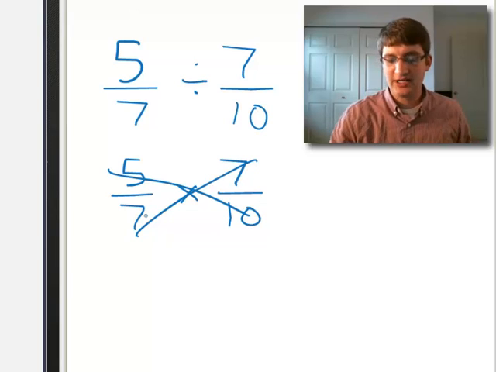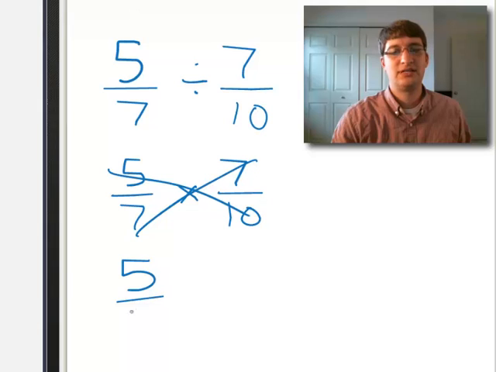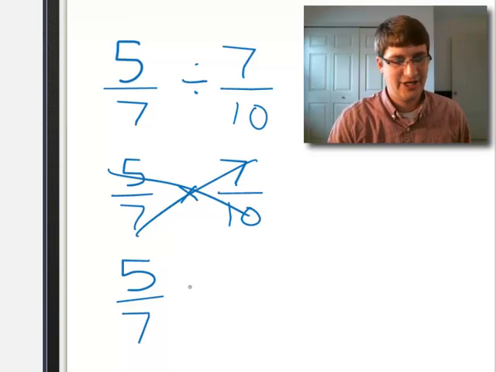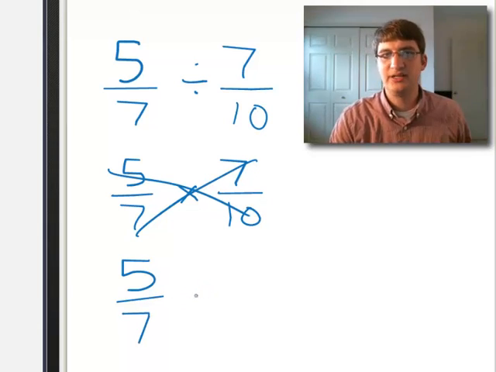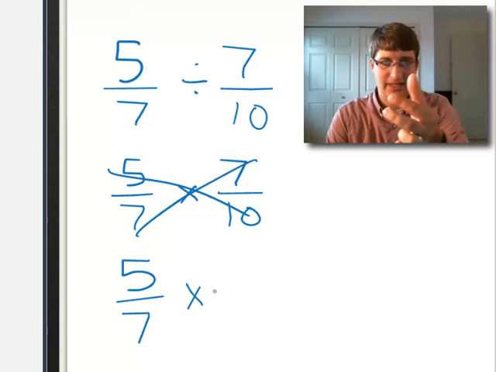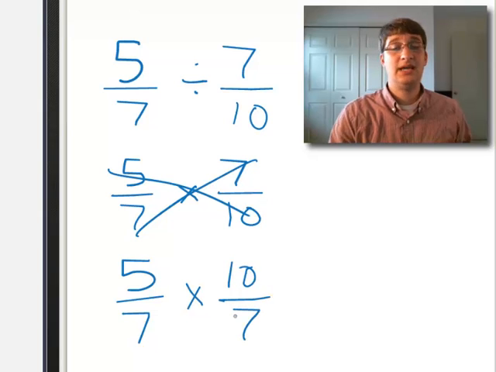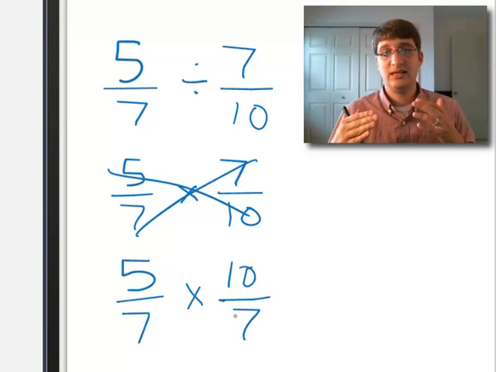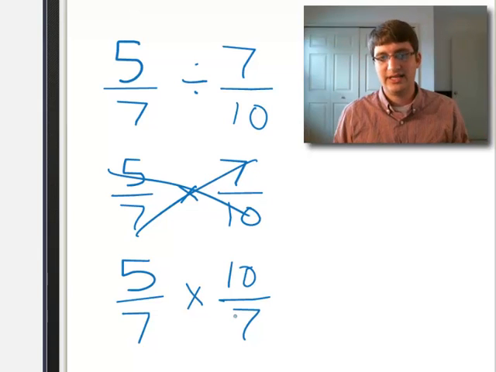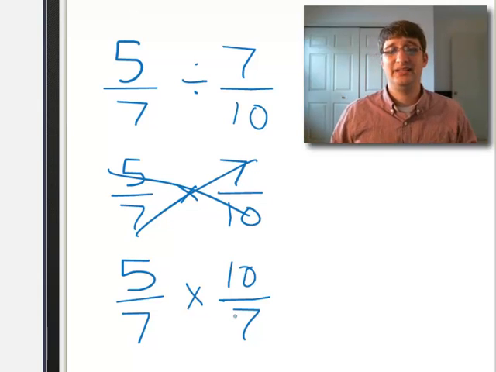However, when we multiply fractions, what you're going to remember that you have to do is take the first fraction, leave it unchanged. Now, the second fraction, we are going to reciprocate it. That's a fancy word for just flipping it over, okay? So really, the correct multiplication problem of this division problem is 5/7 times 10/7. And that gives you your correct division problem, okay? So let's go ahead and do that.